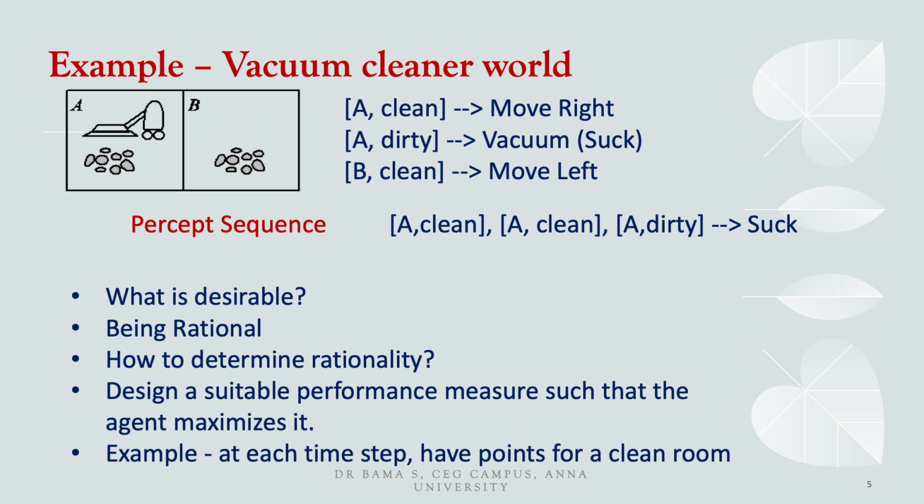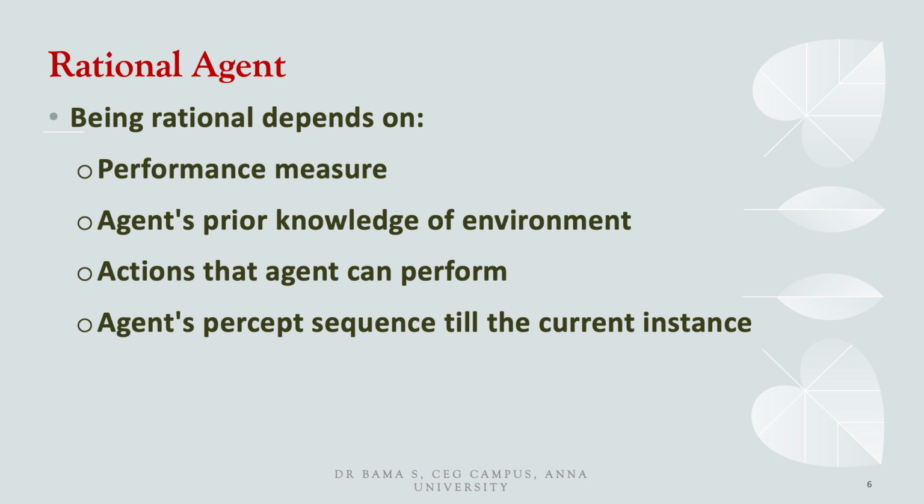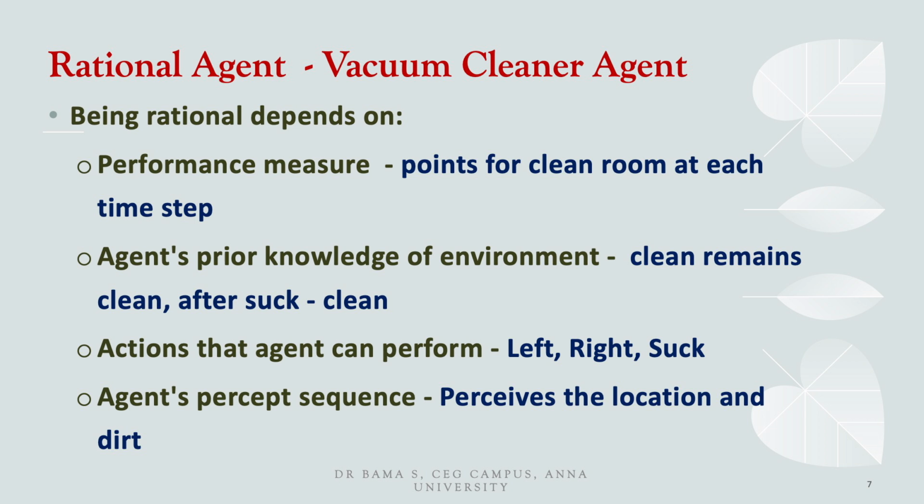So, we can define rationality in terms of four factors. One is the performance measure, the agent's prior knowledge of the environment, the actions that it can perform, and the percept sequence until that particular point. We will go through each of these with the same example of the vacuum cleaner. The performance measure for that vacuum cleaner is points for a clean room at each time step, as I explained before.